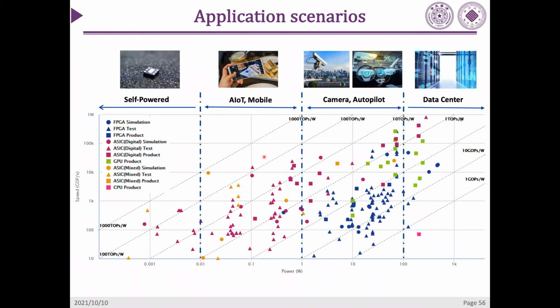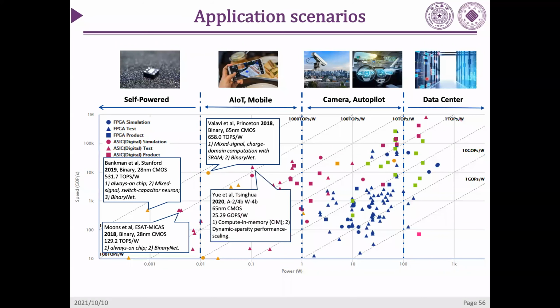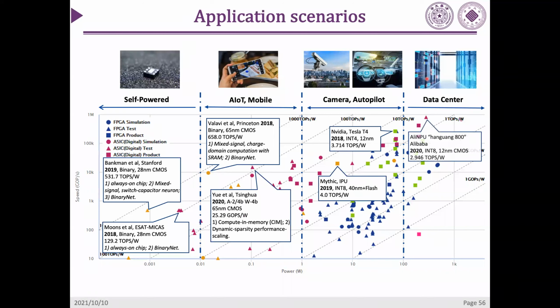0.01 watt. If you are using IoT or mobile applications, it is typically below 1 watt, typically several hundred milliwatts. And if you are in the camera, it is 1 to 5 watts. If you are in autopilot or autonomous driving, maybe it's about 10 to 20, or several dozen watts. And for data center, you will have maybe over 100 watts.